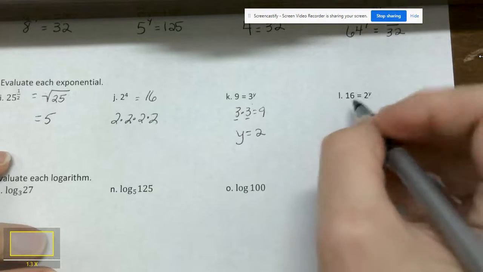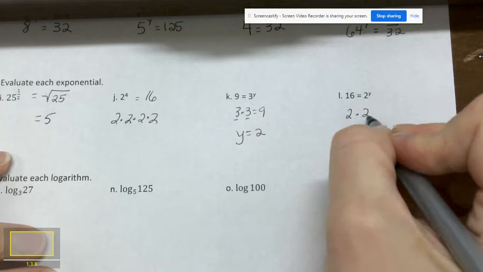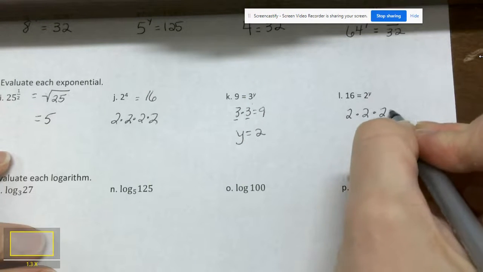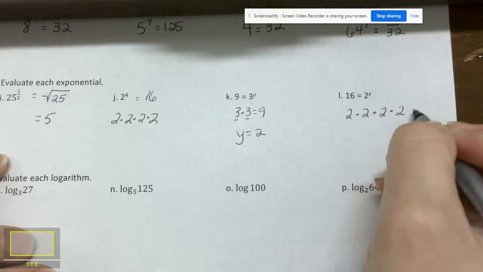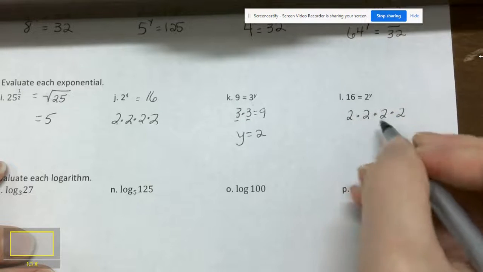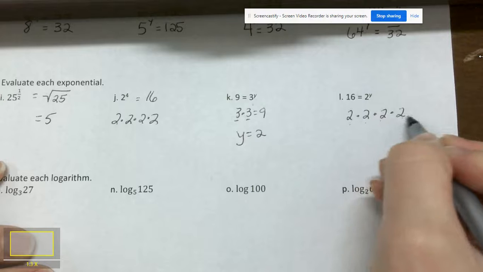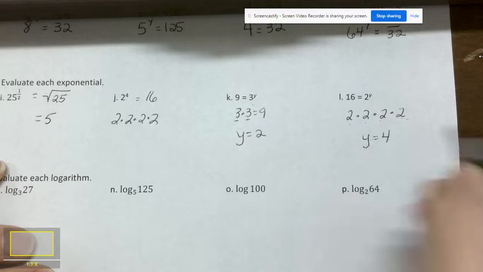Okay, hopefully you wrote down 2 times 2, that's 4, times 2 is 8, times 2 is 16. And that's what I needed to get was 16. So I wrote 2 down 4 times. That means my y is equal to 4.